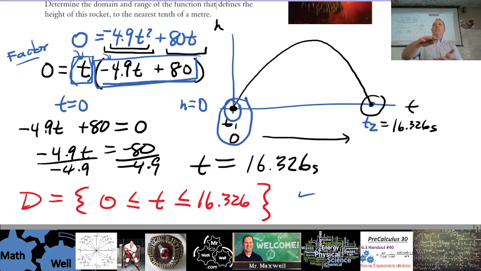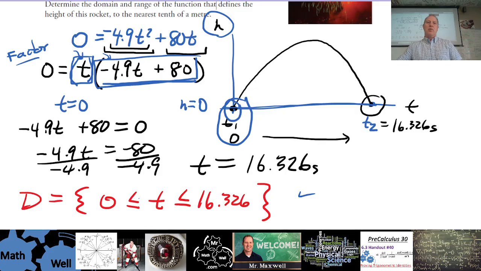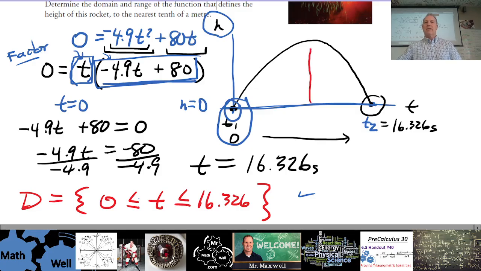Remember, the range is all possible what values? Y values is the range. The y values here are the heights. So we know that the minimum height, because the rocket cannot go underground, we're going to say that height 0 is the minimum point. Everybody understand that? And we're going to try and find out what this maximum value is here at the apex, at the top of the path.